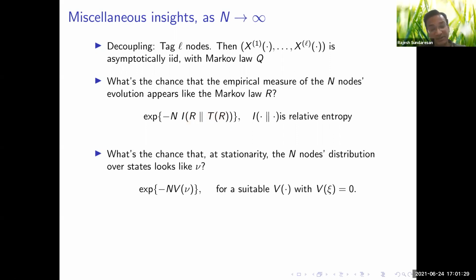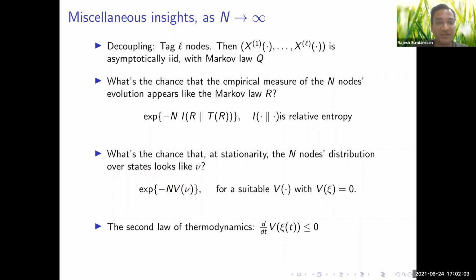Another large deviation principle is what's the chance that at stationarity, the n nodes distribution looks like nu. And one can write that as e to the minus n times V of that nu. The V is a suitable function. In particular, if you look for the point where it is 0, that point is actually the equilibrium point. So remember the globally asymptotically stable equilibrium, xi. It would be that particular point. And one can write a large deviation principle for the stationary measure or invariant measure as well.